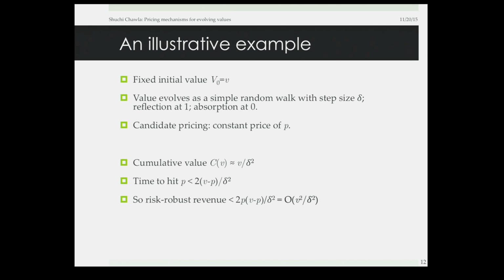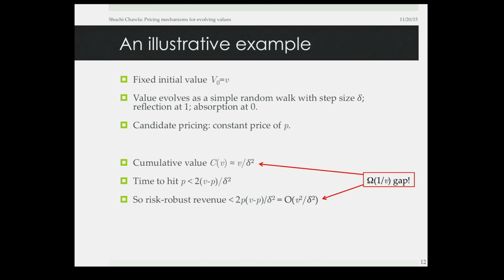Okay? And now even if we knew what the starting value V was, the best we can do is to set P to be, let's say, V over 2, and this gives us risk-robust revenue of V squared over delta squared. And you can see that there's a gap between the cumulative value and the risk-robust revenue, and this depends on the starting value V. If V is tiny, then this gap is large. Okay? So we don't want that.